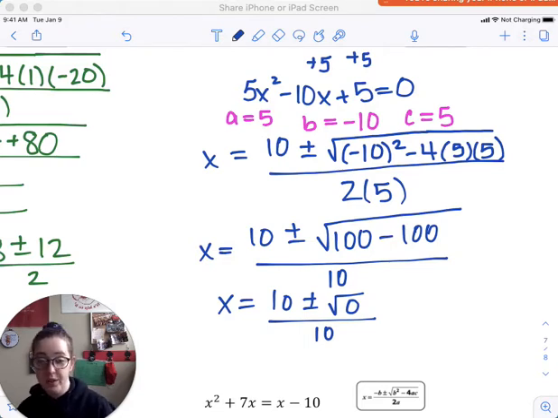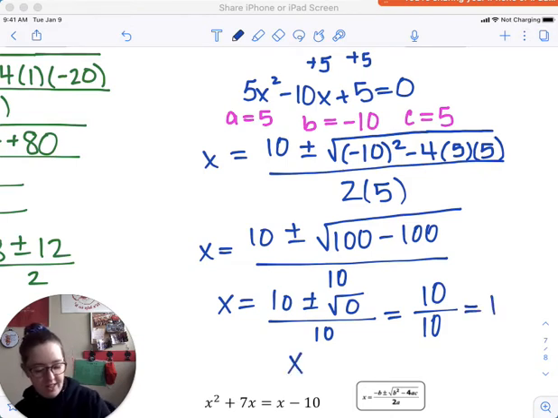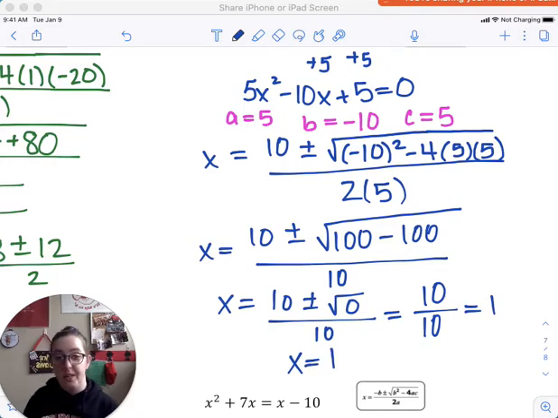Now the square root of 0 is just 0, right? So 10 plus or minus 0 just ends up being the same thing, right? So we just have 10 over 10. 10 divided by 10 is 1. So our answer is going to be x equals 1.